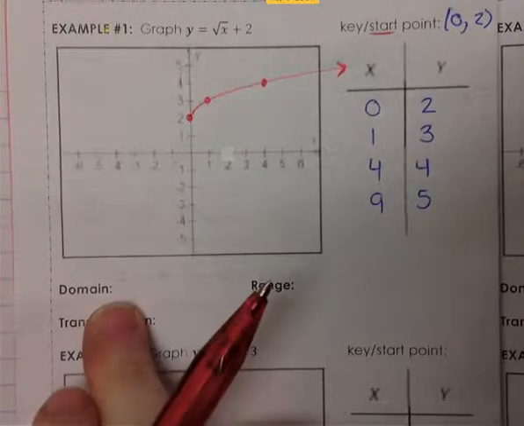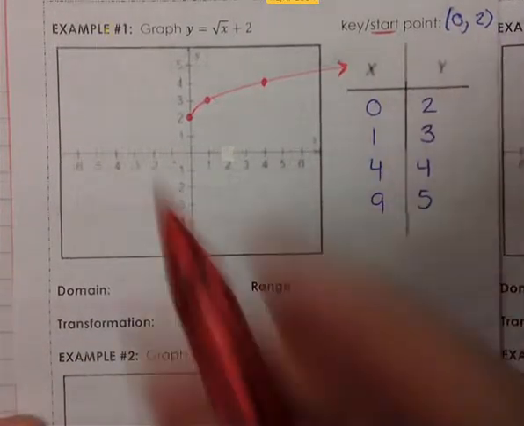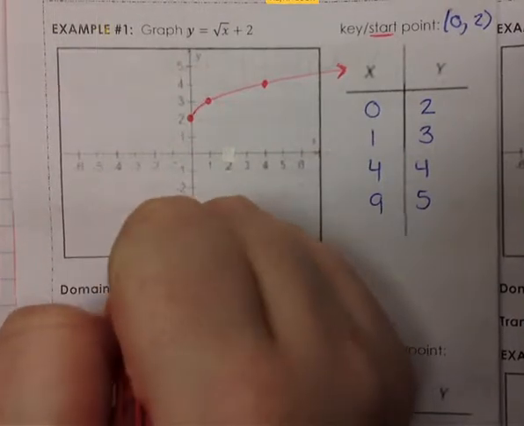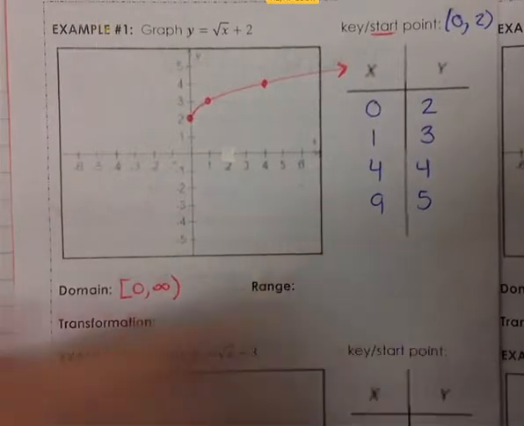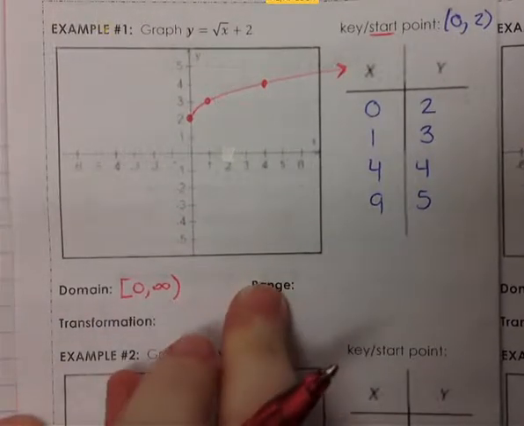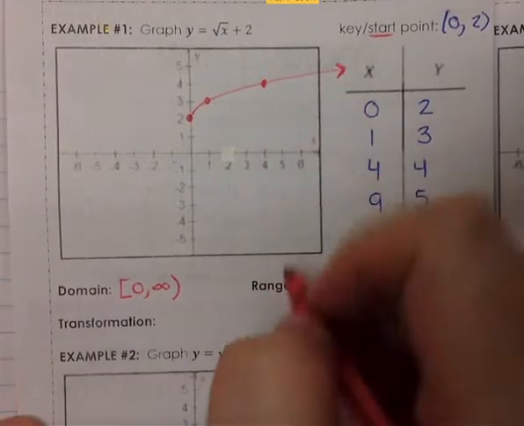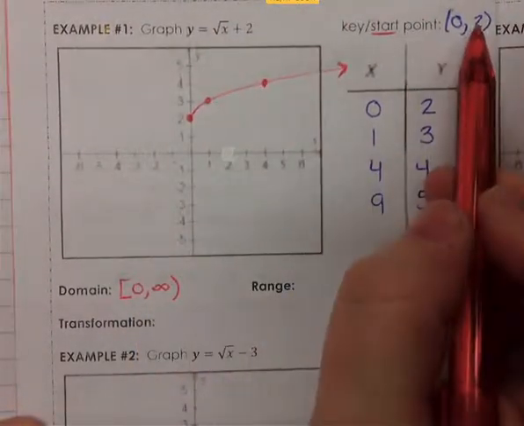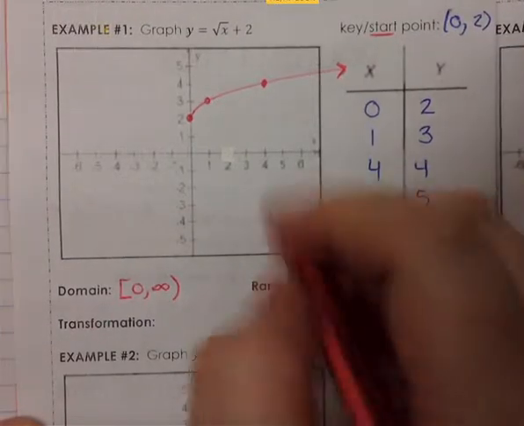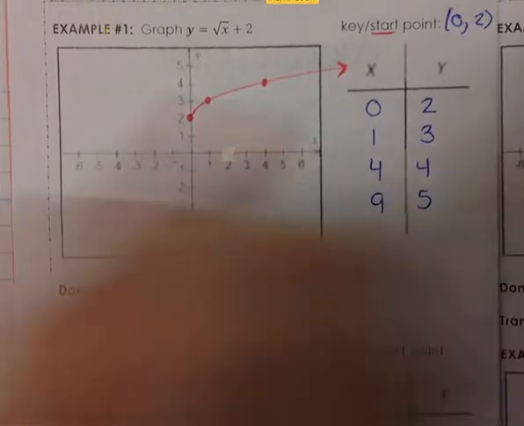So the domain is from your h value, starts with your 0, close bracket, 0, comma, and it goes to the right forever. So that's a positive infinity, open bracket. Our range, this is not going up and down, it's only going up. So we know we're going to have a positive infinity. We also have a positive a value. Our k value is where it starts from, so it's close bracket 2, comma, positive infinity. That would be our range.